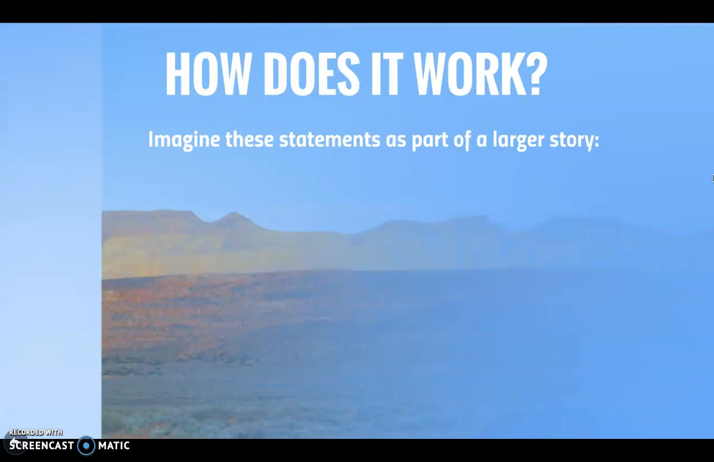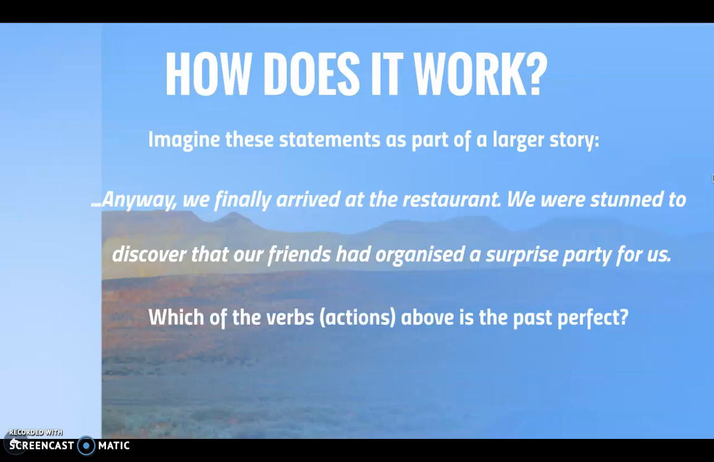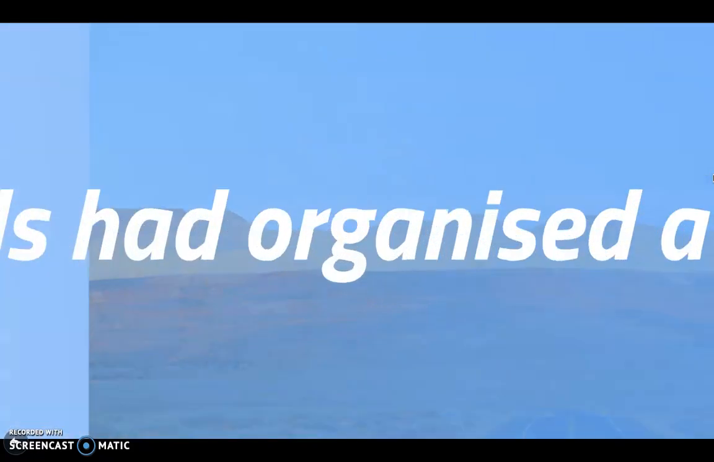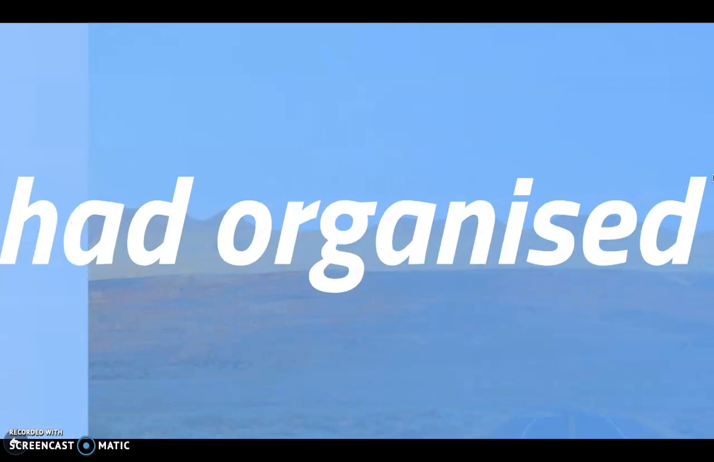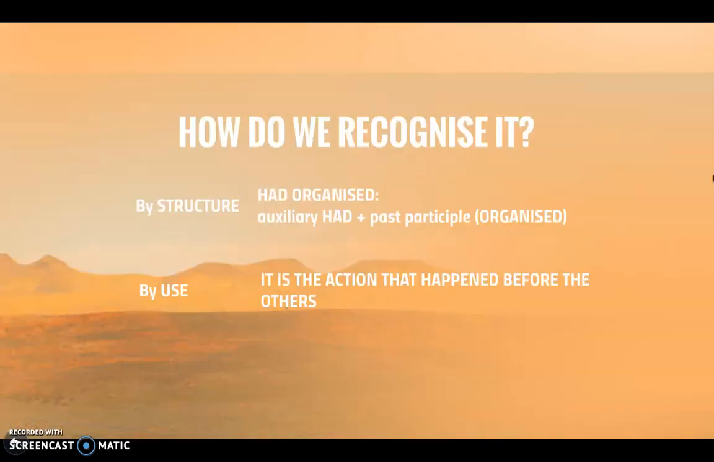If you imagine the following statements as part of a larger story, then the storyteller might say at some point, perhaps towards the end of the story, that anyway, we finally arrived at the restaurant. We were stunned to discover that our friends had organized a surprise party for us. So here we have an instance of the use of the past perfect, but which one is it? Well, it's easy to identify it. It stands out a bit. It's had organized. So how exactly do we recognize it so easily?